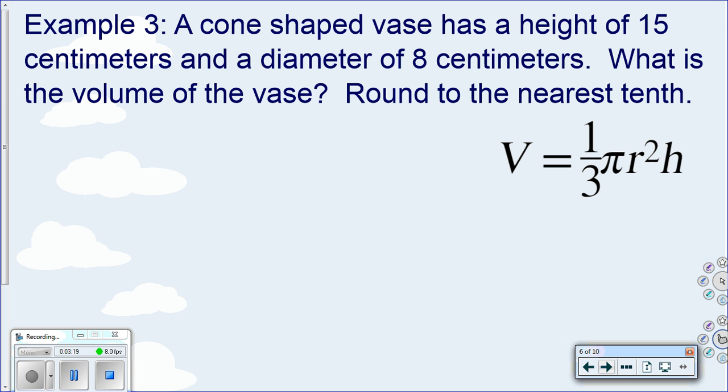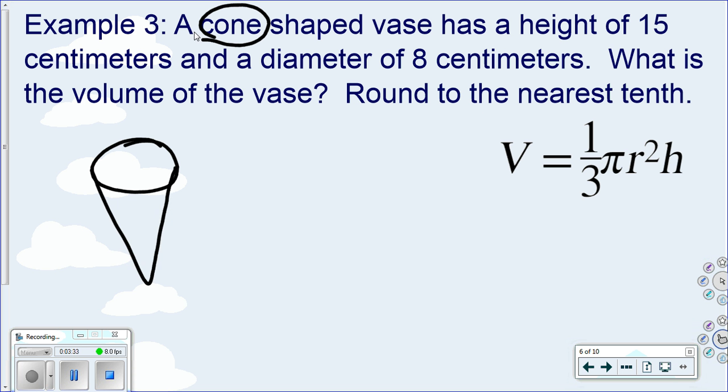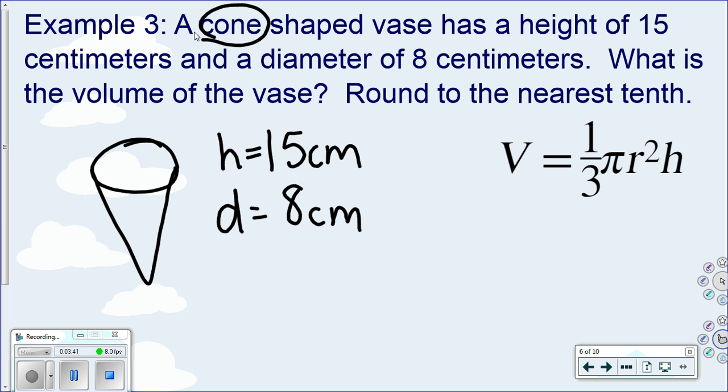In our notebook, you can write down the important information, or we can draw a picture. So a cone-shaped vase. All right, so here's my cone-shaped vase. It has a height of 15 centimeters and a diameter of 8 centimeters. What is the volume of the vase? I don't have the radius. Sean, can you help me? What's the radius if the diameter is 8? Good. So our radius is going to be 4 centimeters.